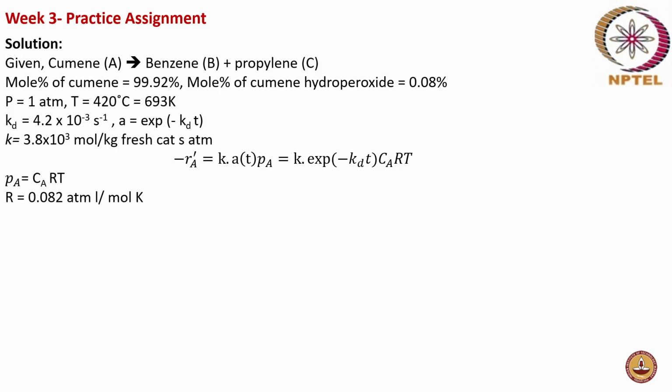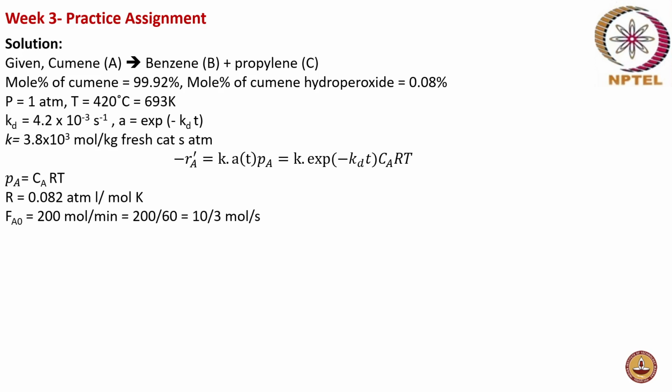So Pa is equal to Ca into RT, and what's the value of R? The value of R we have to choose based on the set of units used in the given data. Here we have atmosphere, liter and so on. That is why we have expressed R as 0.082 atmosphere liter per mole Kelvin. If the units are different, then the value of R will also be different. You have to consider these things while writing each and every term. There should always be unit consistency.